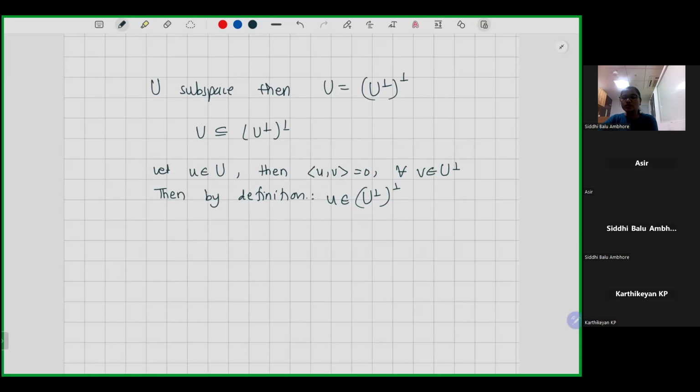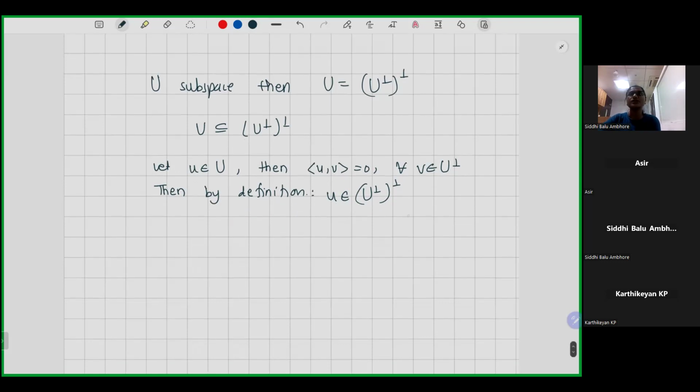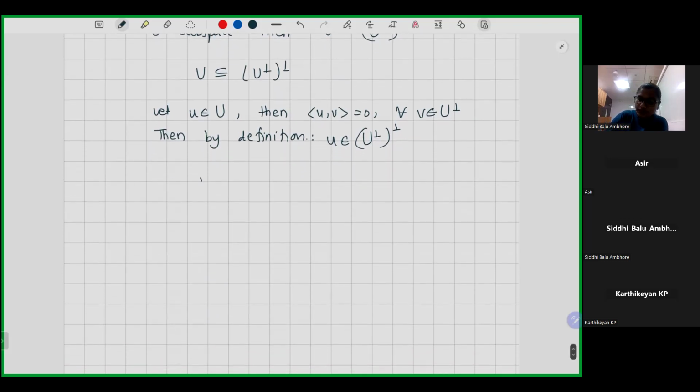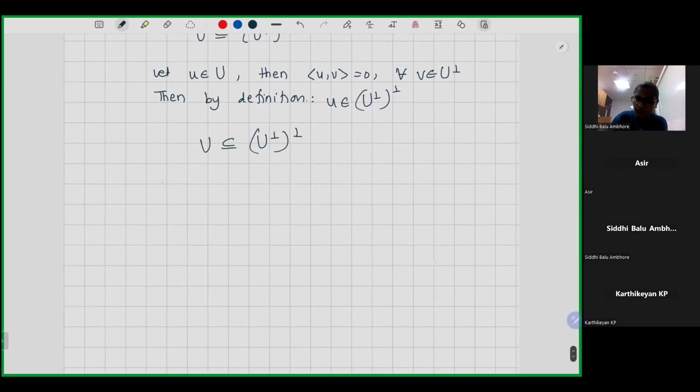Since U is orthogonal to every element of U perp, it belongs to the orthogonal complement of U perp. Is it okay? Then by definition, U is in U perp perp. So we got that U is contained in U perp perp, right? Now we have to prove the other inclusion.